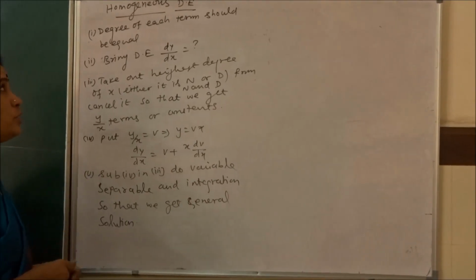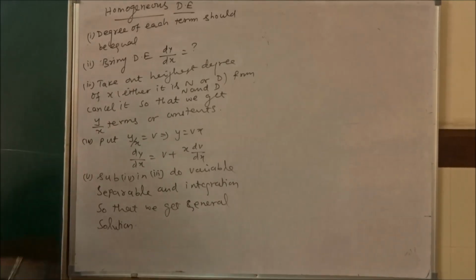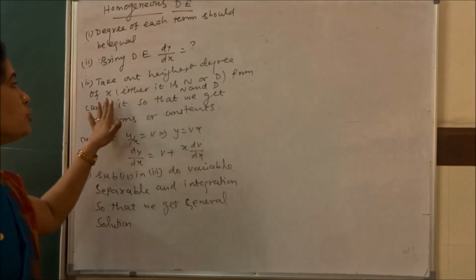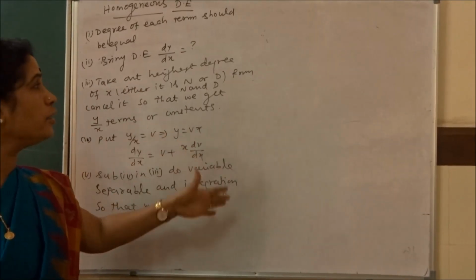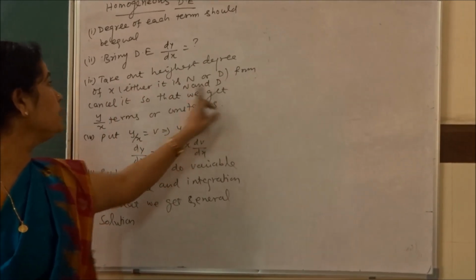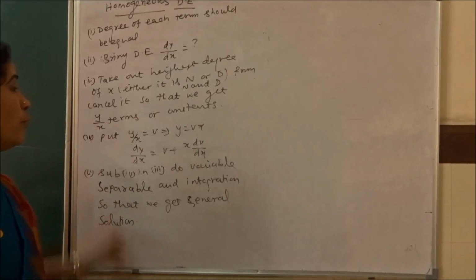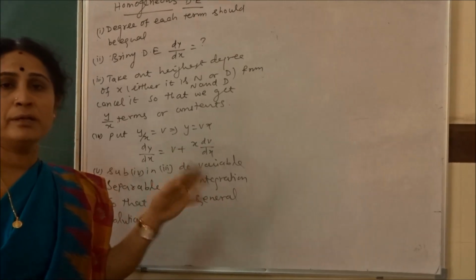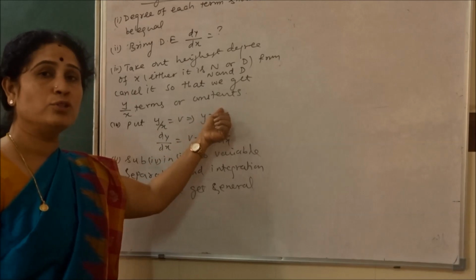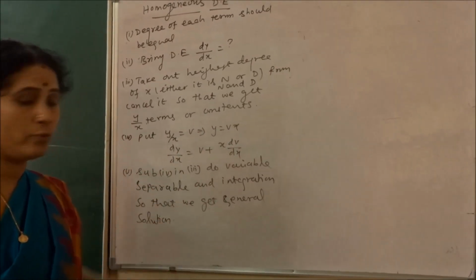Now see step number 1: the degree of each term should be equal. Step number 2: bring the differential equation to dy by dx equal to something. Take out the highest degree of x, either in the numerator or the denominator, from numerator and denominator, cancel it so that you get y by x terms or constants. You will not get any single x separate, single y separate. That is not homogeneous. Here we are confirming it is a homogeneous differential equation. Then put y by x equal to v. After that you know the steps you are seeing here.